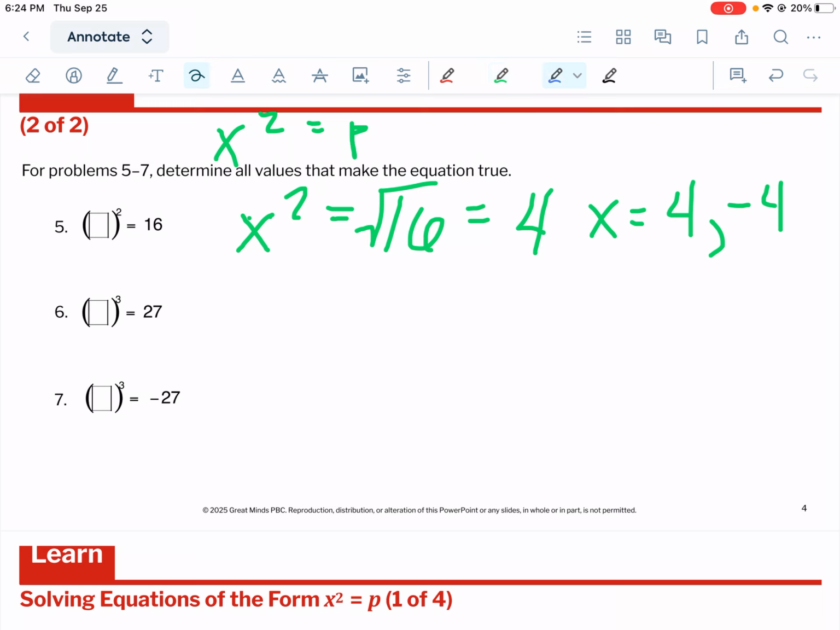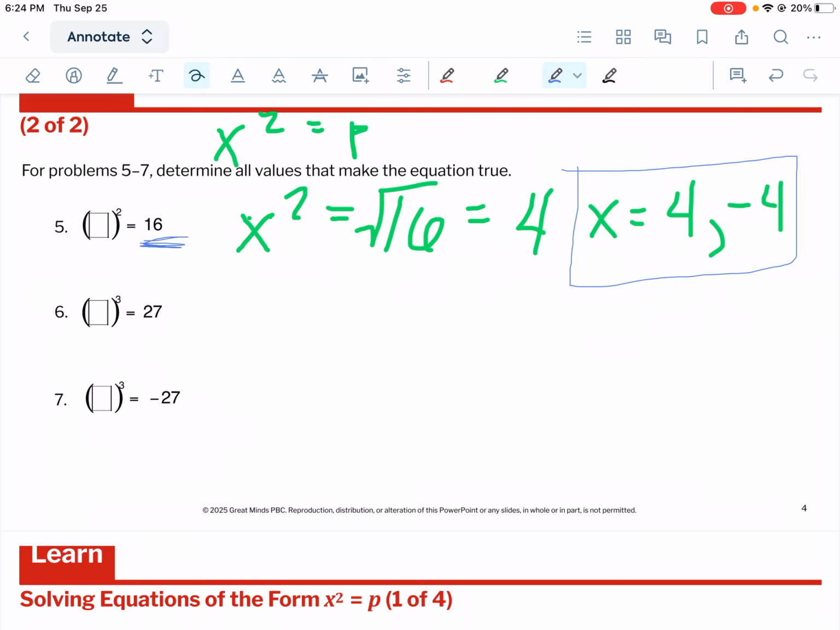So when you're working with positive values that are perfect squares, like 16 is a perfect square, you will have 2 x values every time. It'll be a positive version and a negative version of the same number. That does not apply, though, when you're working with cubed values, like how we have for number 6 and number 7.